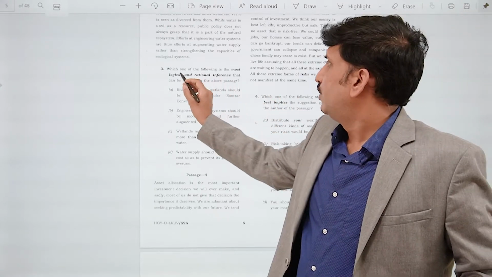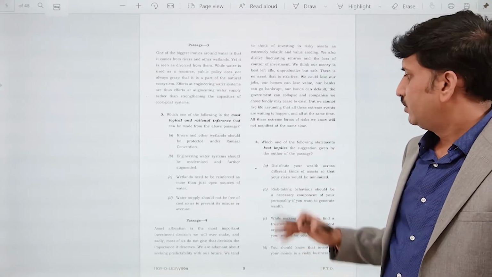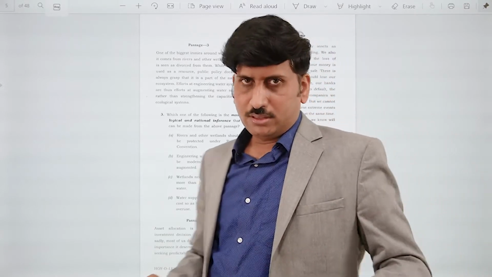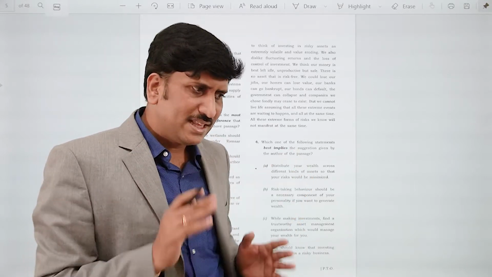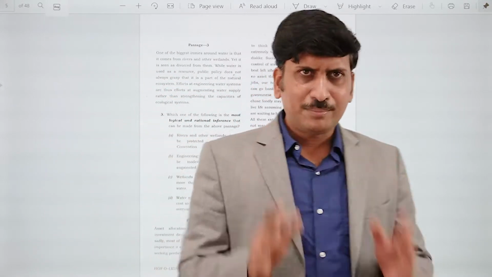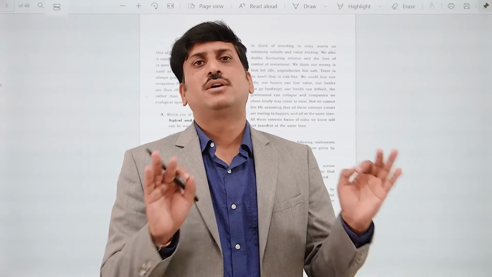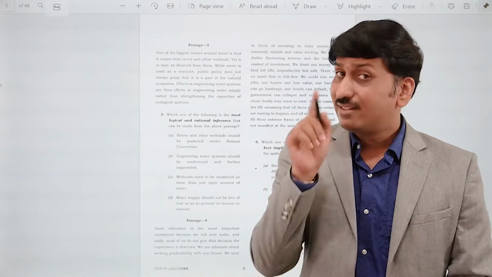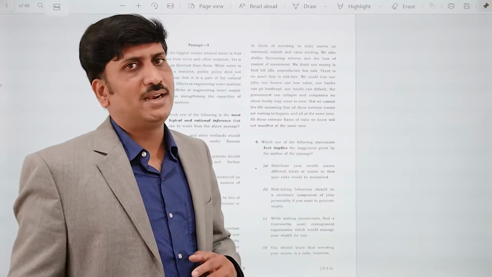Here you are checking which one of the following is the most logical and rational inference from the passage. Different questions will be asked based upon the passage. One thing you need to understand is that you must comprehend only whatever is given in that passage. If the passage says that the crow is white, you need to answer that it is white only. Based upon the passage you need to answer, not upon your knowledge outside it.